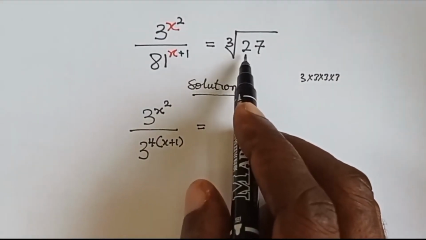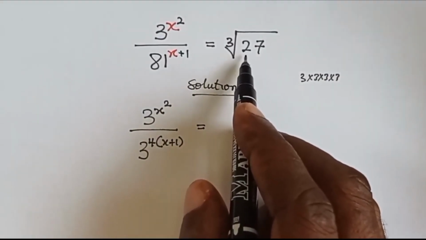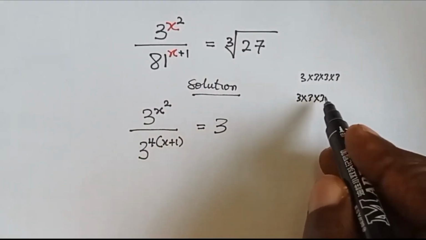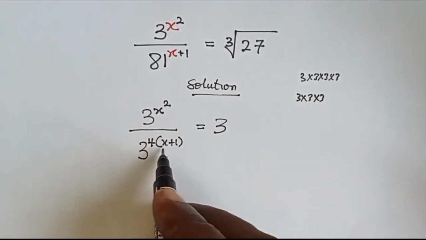Equals to, this is cube root of 27. Cube root of 27 is 3. Okay, because 3 times 3 is 9. 9 times 3 is 27. Okay, from here we can expand this.